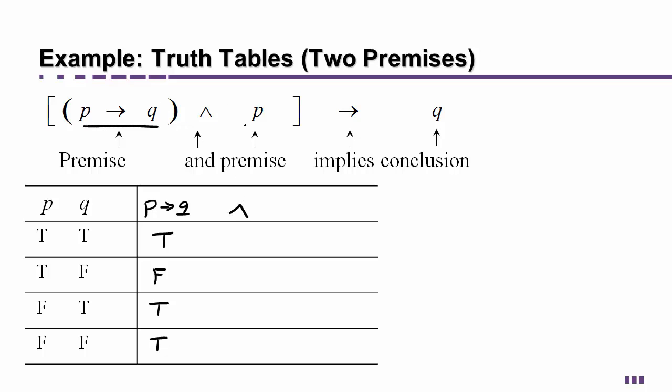So if we put these two pieces together, remember an AND argument is true only when both pieces are true. So this is true and P is true, right? False, well, that ruins it. And then P is false for both of those, so that ruins it. And it's only true in one place. Okay, now we can do the final piece, which is basically looking at this whole thing implying Q.